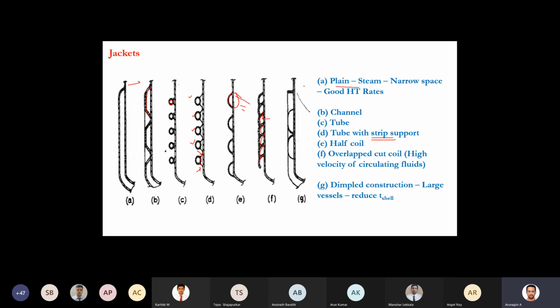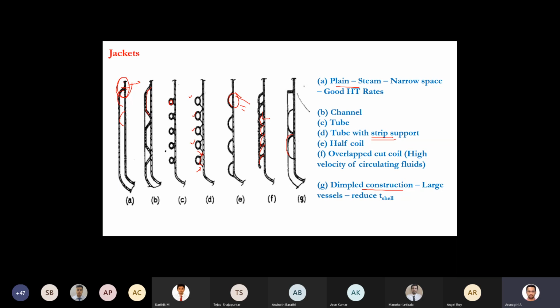Then the last one is called a dimple construction. So normally for very large columns or very large cylindrical vessels, you will go for this type of dimple construction arrangement. Because this is continuous one, so if you provide this type of arrangements, what will happen? Because these jackets are attached with your wall, the dead weight of the vessel increases, and you have to do the stress analysis at this point.